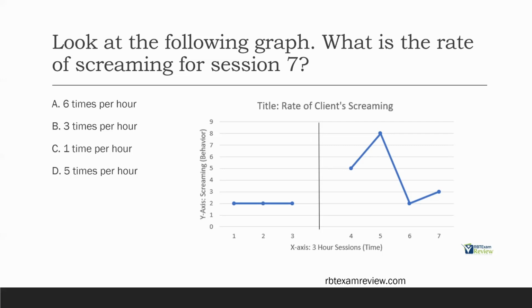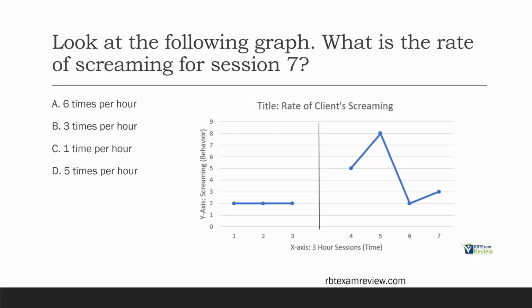So if we look at our graph here, this is the rate of client screaming. Our x-axis, which is time, is sessions, 3-hour sessions to be exact. We have 7 sessions down there. And then the y-axis is the behavior, it's the frequency of our screaming. We want to know what is the rate of screaming for session 7. So first, you need to know what is rate. Rate, of course, is frequency over time. So you're going to look at the frequency component and then put that over a time component.